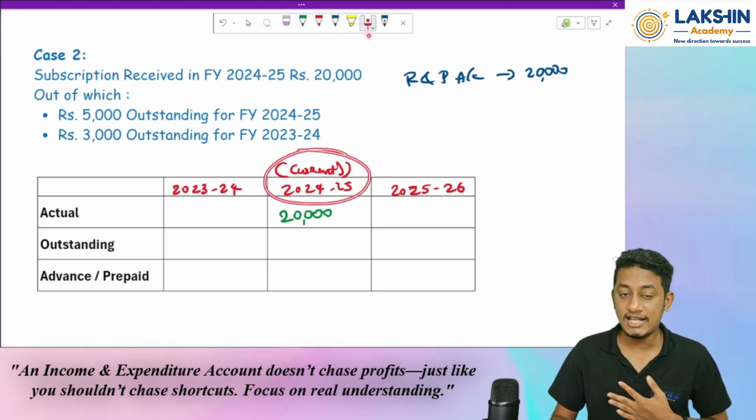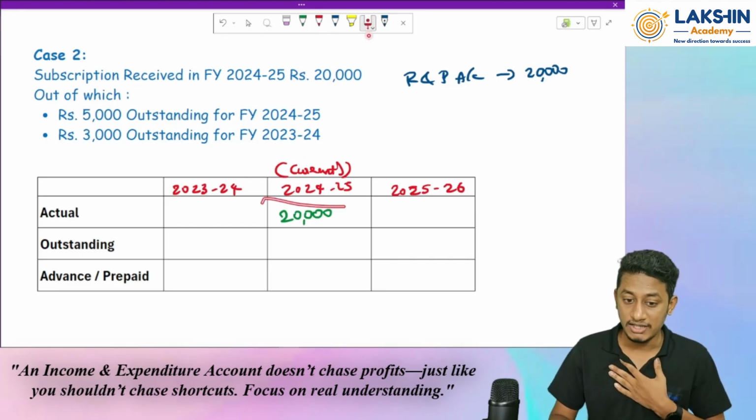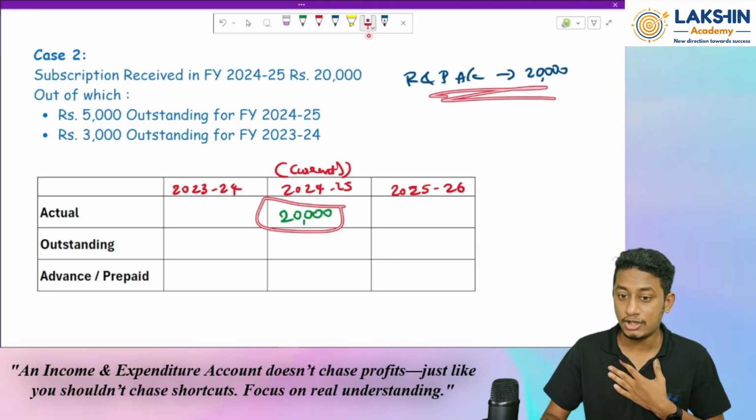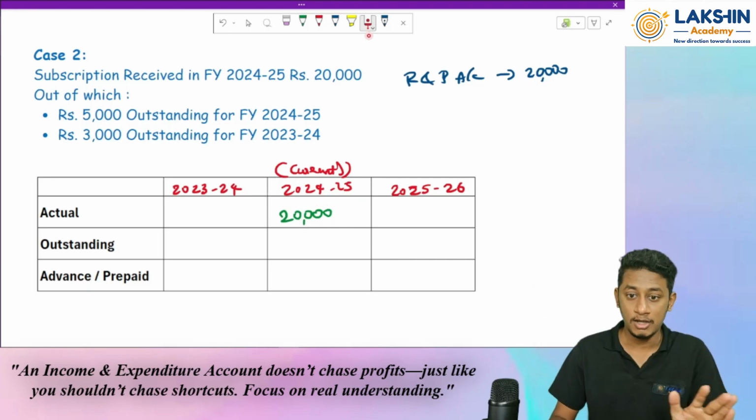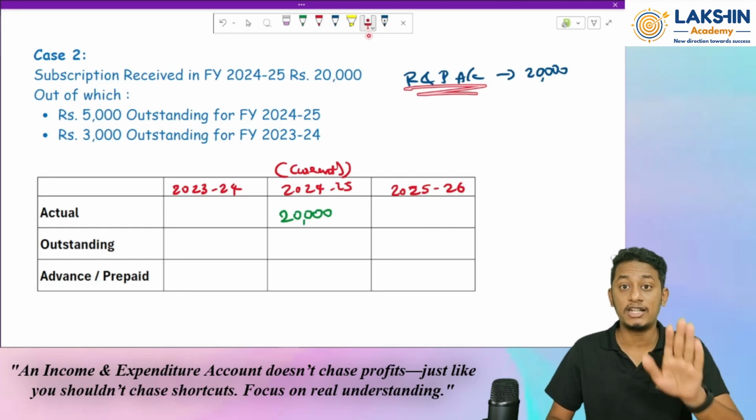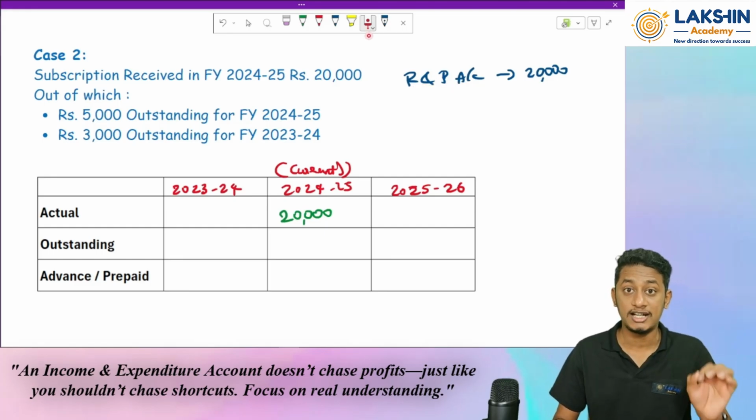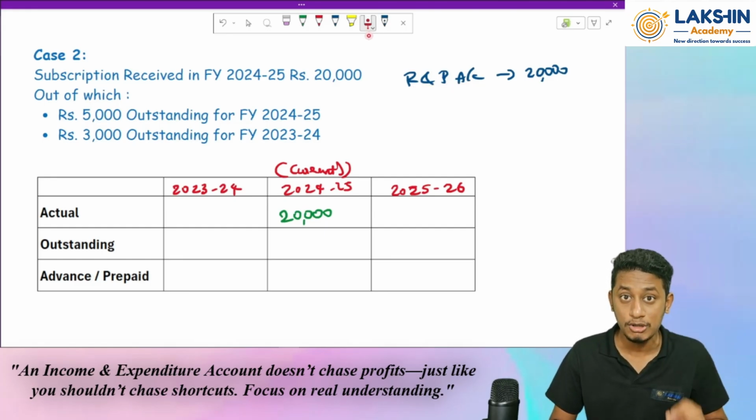For this financial year. Clear? So I have received 20,000 rupees in cash. So this will be taken to my receipts and payments account straight away, because I have received cash. Done. For receiving payment. Now to decide what to take to the income and expenditure account.